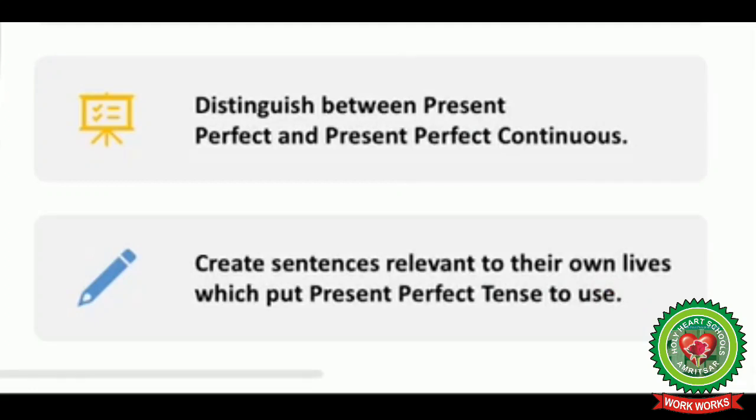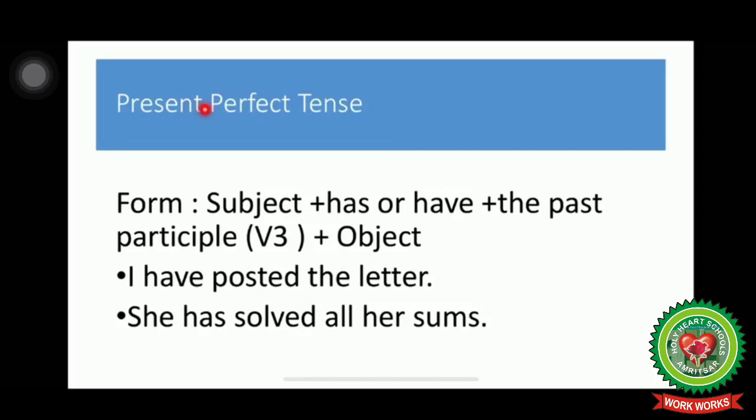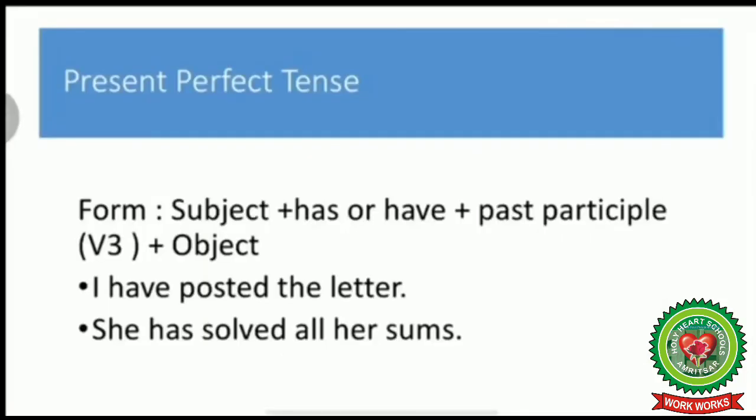So students, let us discuss present perfect tense and present perfect continuous tense. Present perfect tense is used to describe an action which happened in the past and has its effect in the present. The structure for the same is subject plus has or have plus past participle, that is third form of the verb, followed by object.